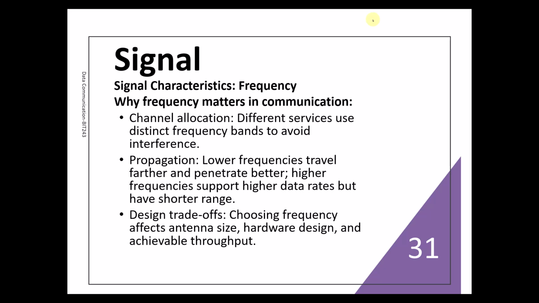In choosing frequency for your communication, it affects your antenna size, your hardware design, and the achievable throughput, because a higher frequency signal will have a smaller antenna, and a lower frequency signal will have a bigger antenna because of their wavelength. We'll look at wavelength later in this video, but let me give you a short image explanation of what wavelength is before we get there.